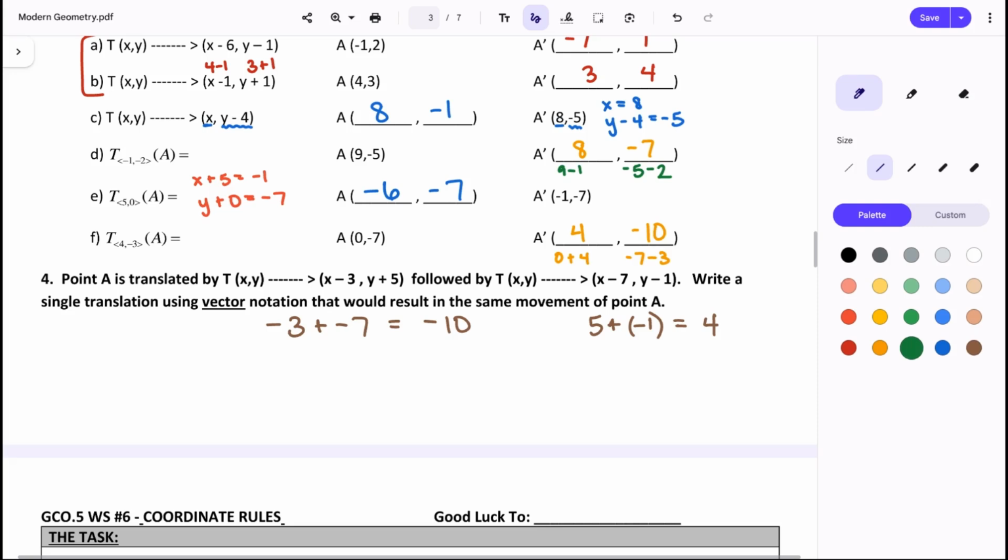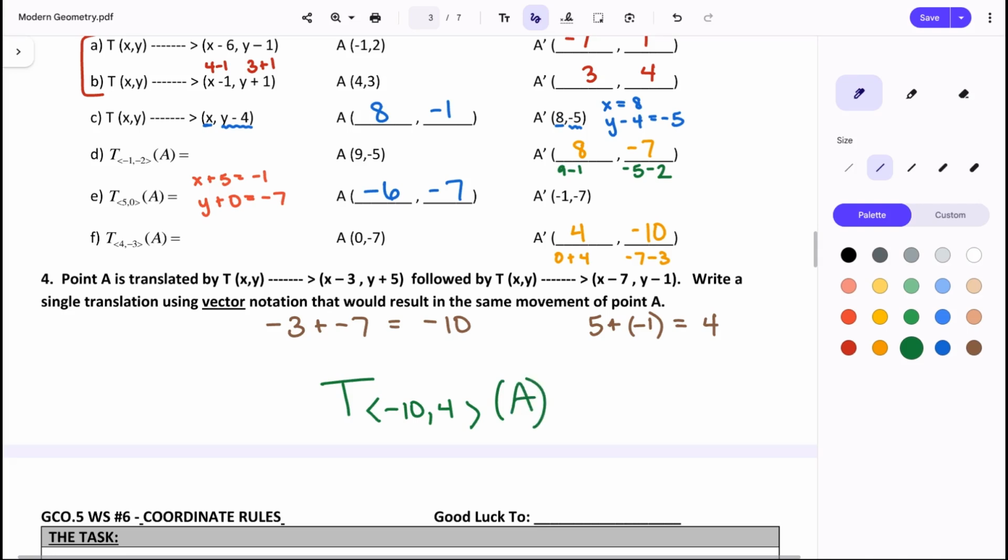How do I write that in vector form? What does that look like? Those little pointed brackets, right? Yeah. So I need a capital T for translation. I need my brackets here. And what goes on the inside? Negative 10, comma 4. Good. And I think that's it for vector notation, though it could be whatever point, after that, A.